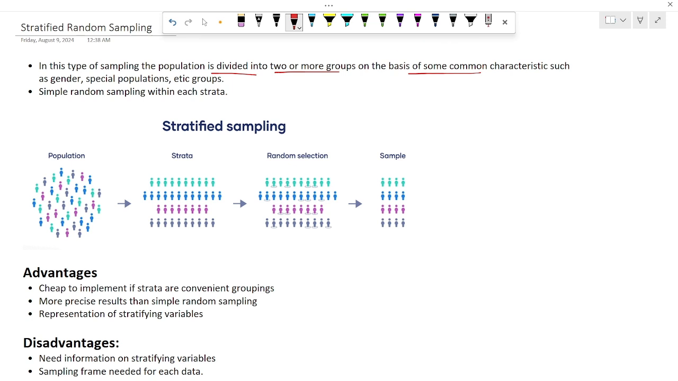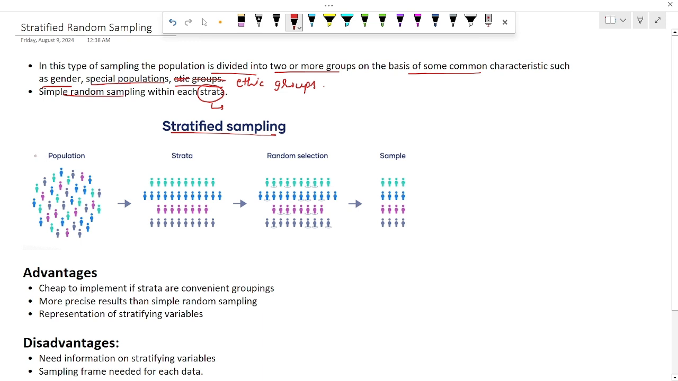The groups can be gender, special populations, or ethnic groups. So we divide the population into two or more groups on the basis of some common characteristic, and we perform simple random sampling within each stratum. What is meant by strata? Strata are basically groups.